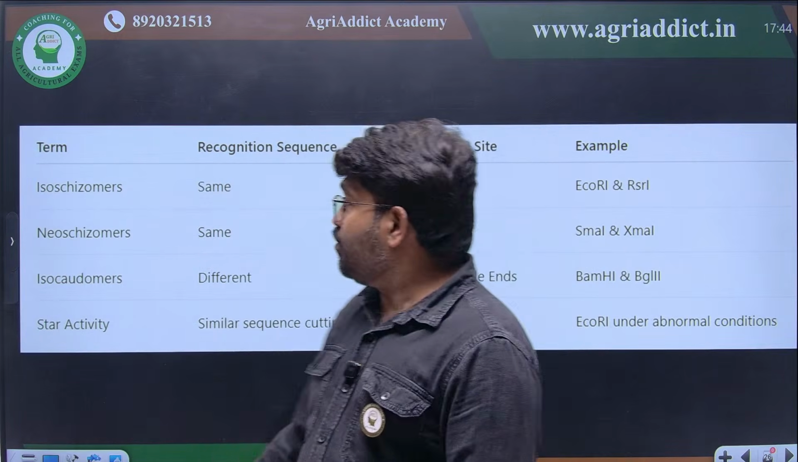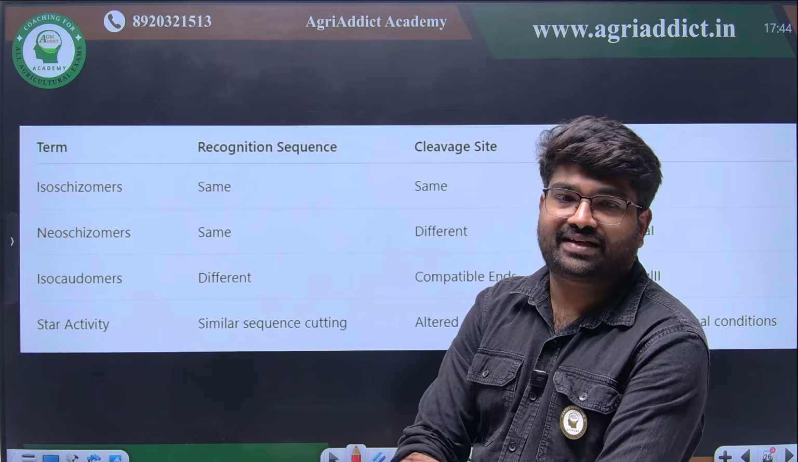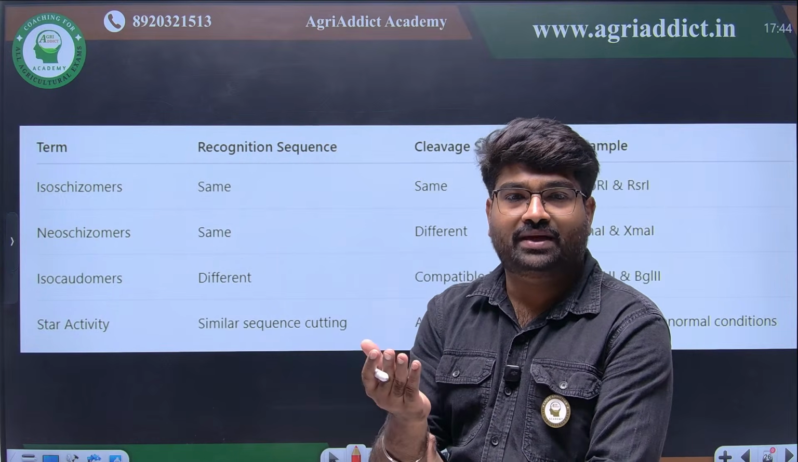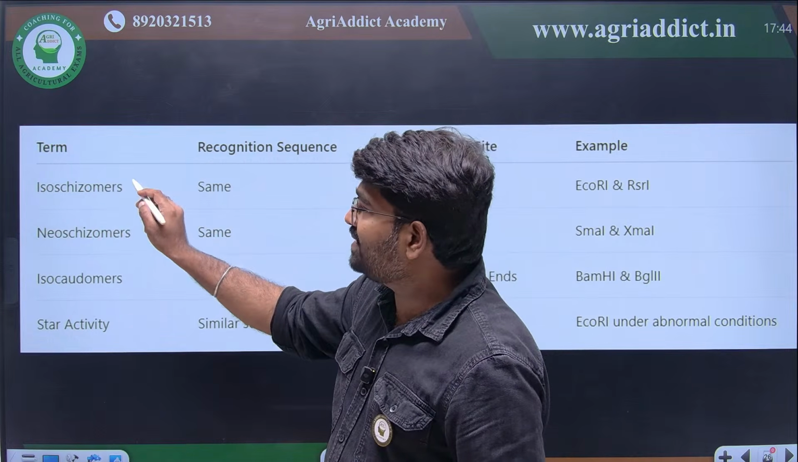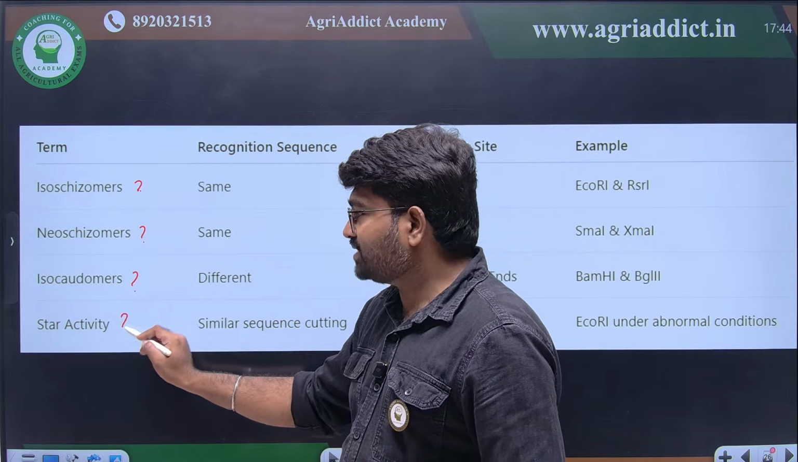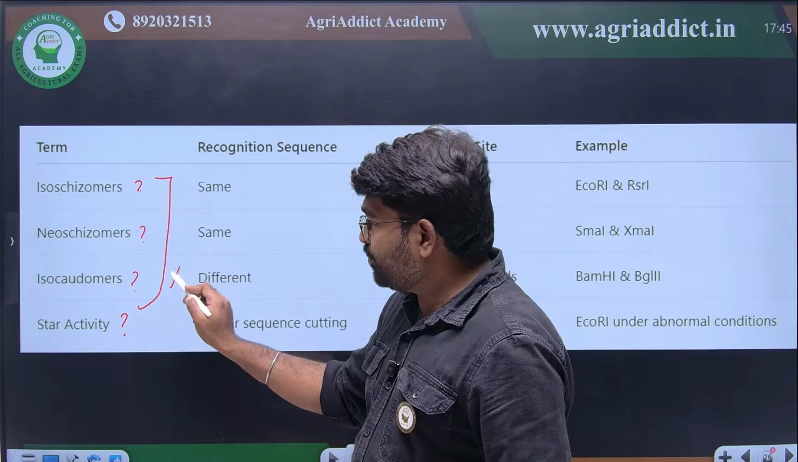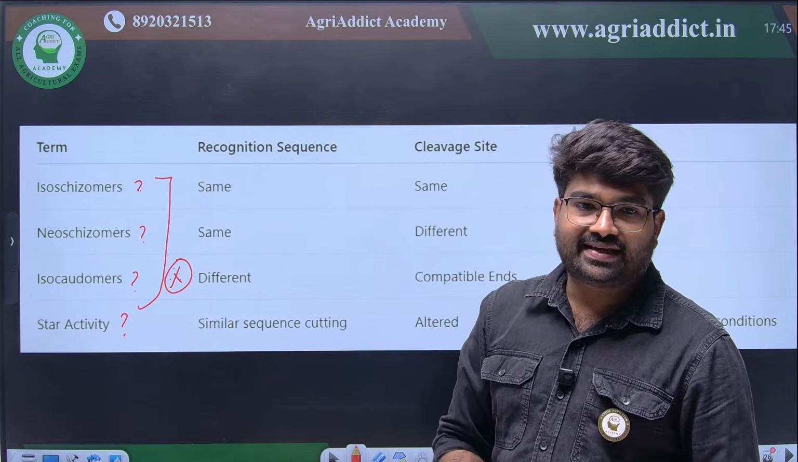Now we are going to see the different terms. We have seen Type 1, Type 2, Type 3. Now, for example, what is meant by isoschizomers, neoschizomers, isocaudomers and star activity. These are very important definitions. You have to remember them. They can ask this in match the following.